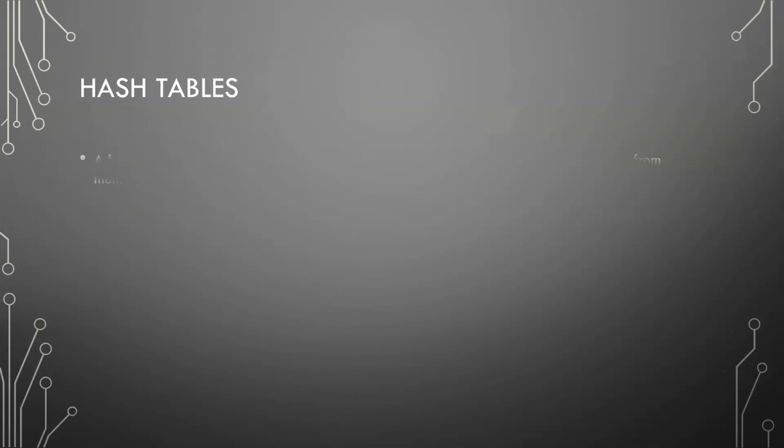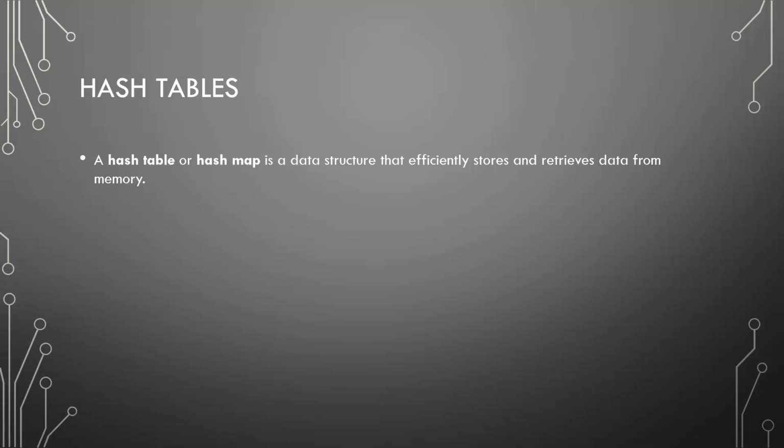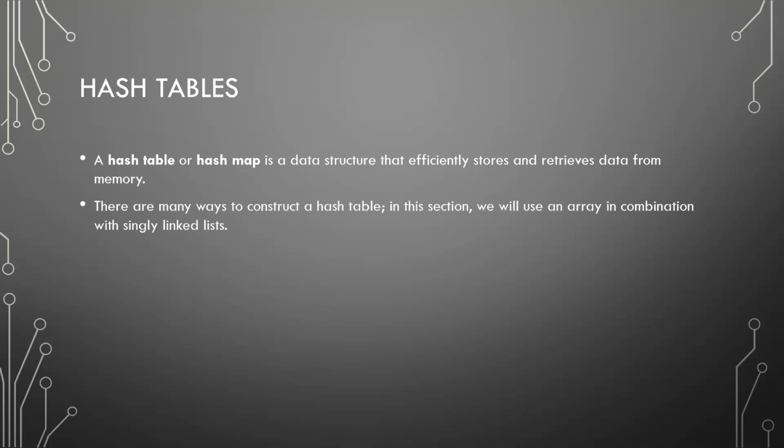So, with that being said, the hash table is also known as a hash map, but it's a data structure that efficiently will store and retrieve data from memory. Now, there are many ways to construct a hash table. There's not necessarily one right way, but in this section we're going to ultimately use an array in combination with singly linked lists. So those two things in conjunction will form our hash table.